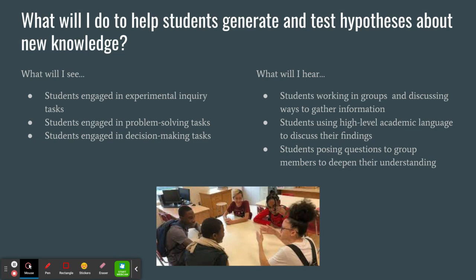You would hear students working in groups and discussing ways to gather information, students using high level academic language to discuss their findings, and students posing questions to group members to deepen their understanding.